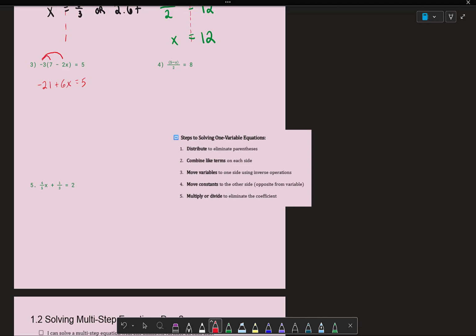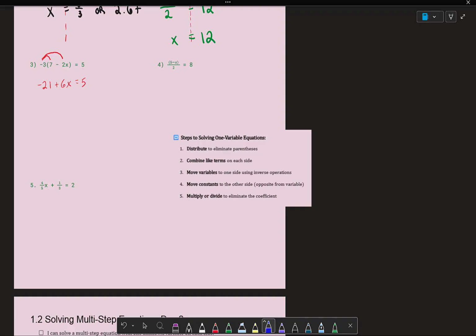Step 2, combine like terms on each side. There are no like terms on the left side. There's a constant and then a term with an x. So we can skip step 2. Step 3, move variables to one side. There's only one variable, so we can skip step 3. Step 4, move constants to the other side, opposite from the variable.